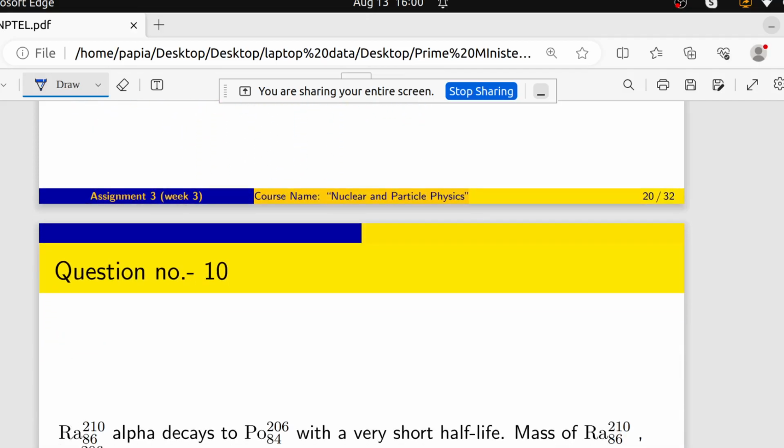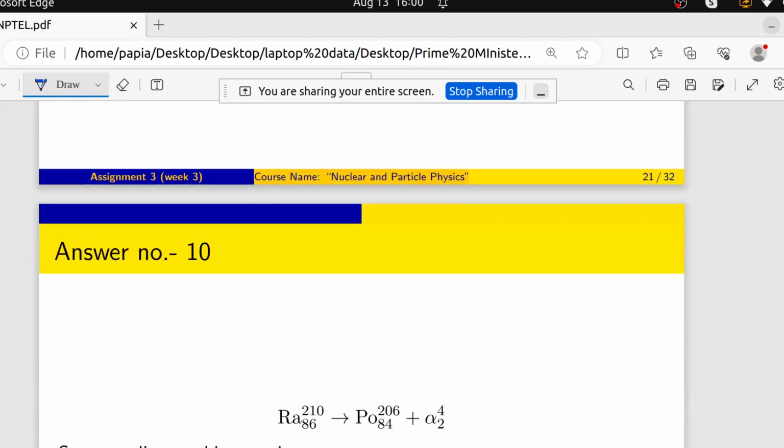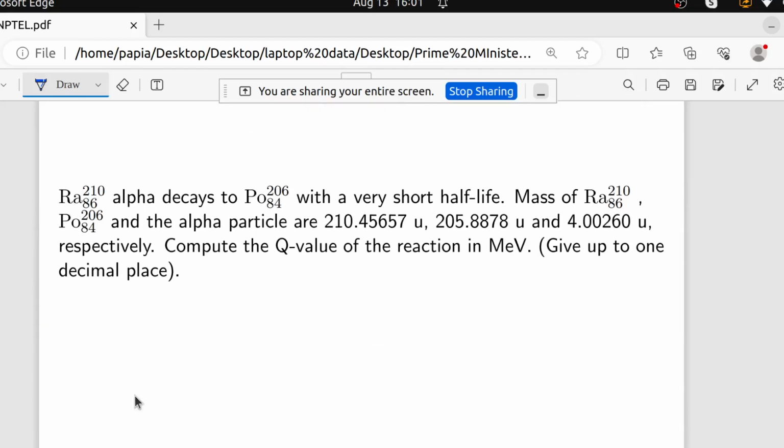So the next question is a very simple one: radium undergoes alpha decay to polonium with a very short half-life. Masses of radium, polonium and the particle are given. Compute the Q value of the reaction in MeV. I have written that very simply: you can see that radium 86-210 is going to polonium 84-206 and an alpha particle. According to this equation, Q value is m of radium minus m of polonium minus m of alpha.